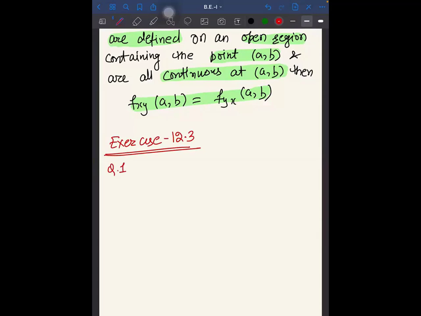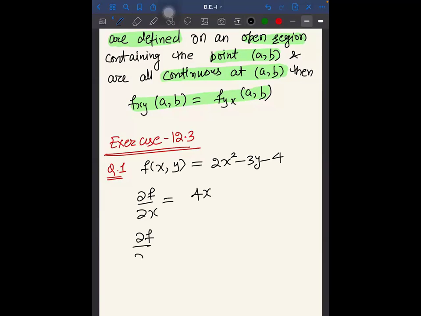Okay. Now let me start with a few questions from exercise 12.3. Let's say question number 1. We are asked to determine the partial derivative with respect to x and with respect to y. So ∂f/∂x becomes 4x. And if we want to find ∂f/∂y, of course that is constant, and 3y gives minus 3. Of course, in both the cases, minus 4 is constant, so it will be eliminated, right? Is it fine? Yes, sir.